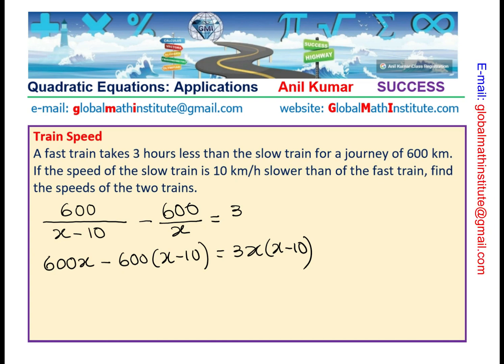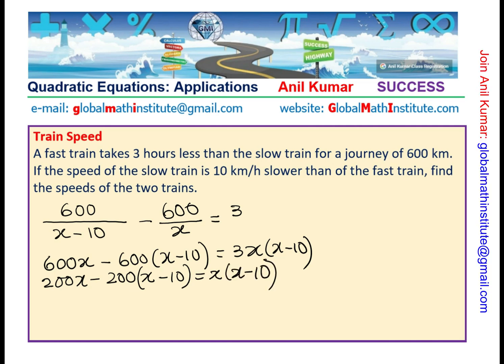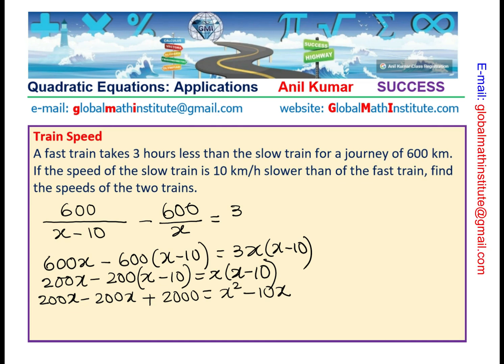Well, we can make it slightly simpler by dividing by 3. So we have 200x minus 200 within bracket x minus 10 equals x times x minus 10. Correct. So open the bracket. So we get 200x minus 200x plus 2000 equals x squared minus 10x. 200x minus 200x cancel. We get 2000 and x squared minus 10x. Let's bring all of them to one side: x squared minus 10x minus 2000 equals 0.